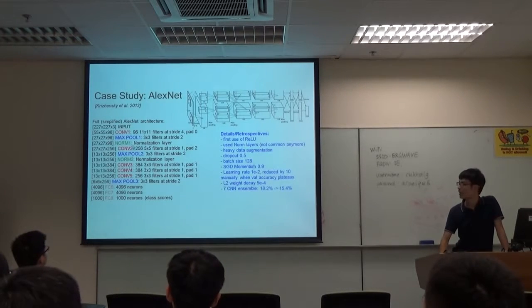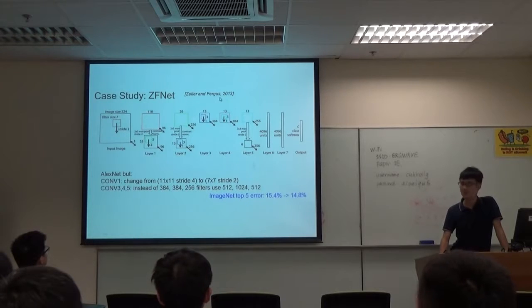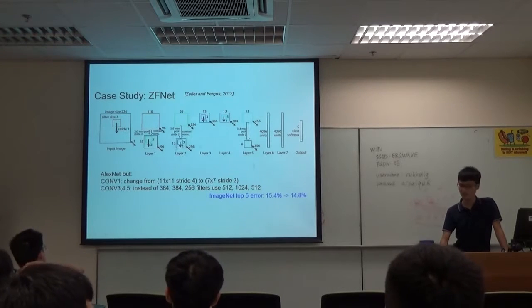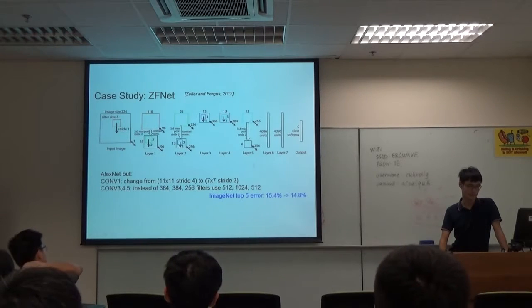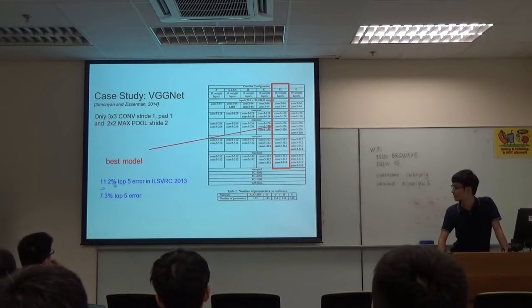This is the winner of the challenge in 2012. And this is the winner of the challenge in 2013. They are very similar, but it reduces the error. This is the winner of 2014. It also uses CNN, and it further reduces the error.